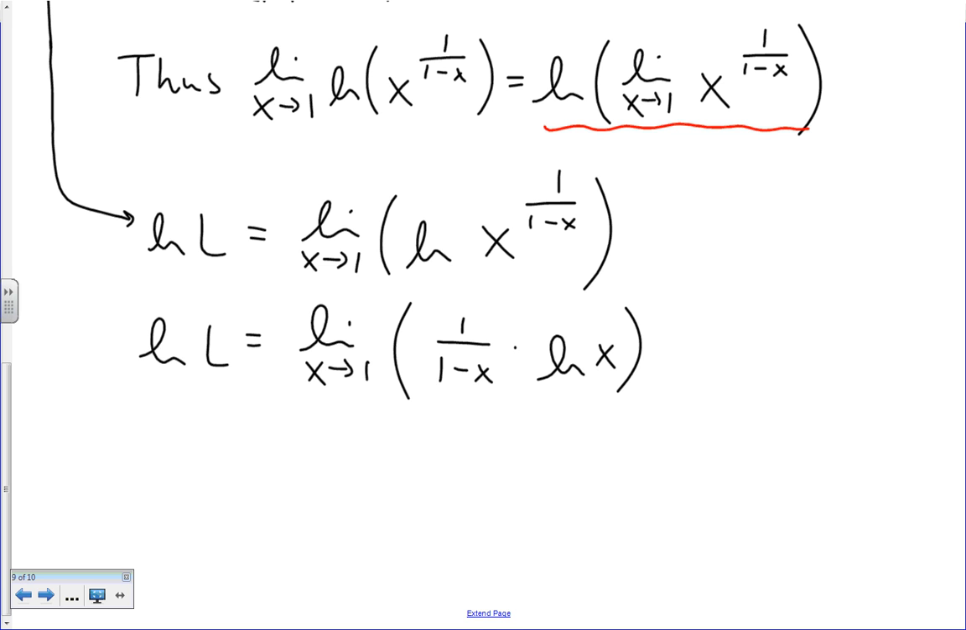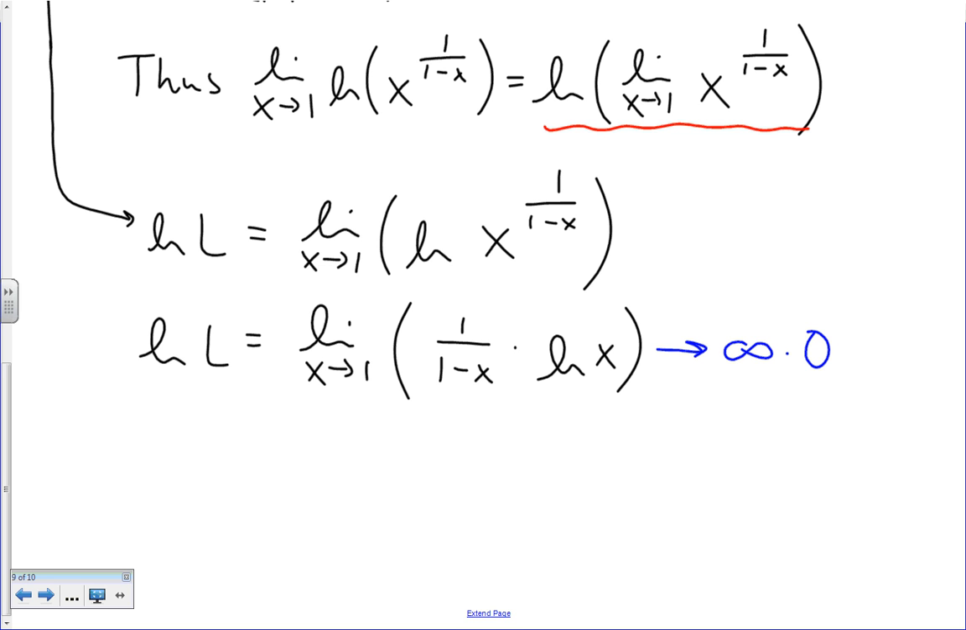So let's check to see what form this is in as a product. If I started out indeterminate, I better still be indeterminate here. Let's see if we end up that way. I have 1 over 1 minus 1. That's 1 over 0. That's heading towards infinity. And you have the natural log of 1. Natural log of 1 would be 0. That's our product form of an indeterminate.